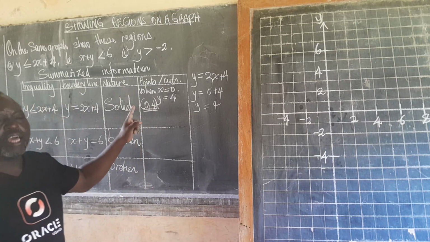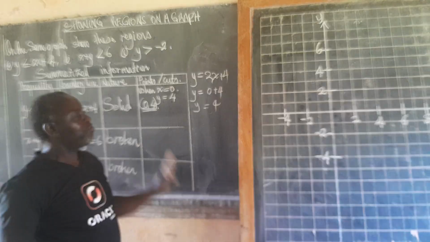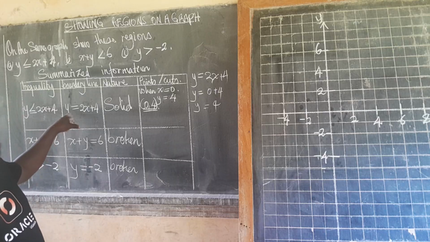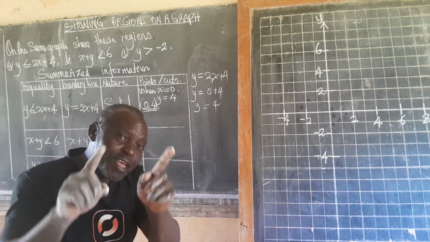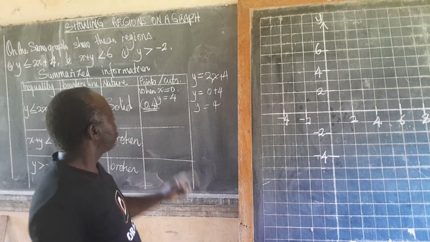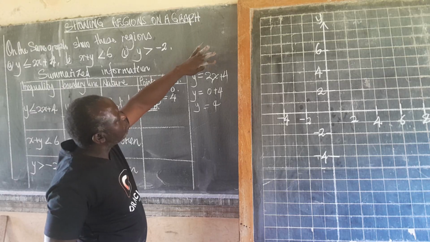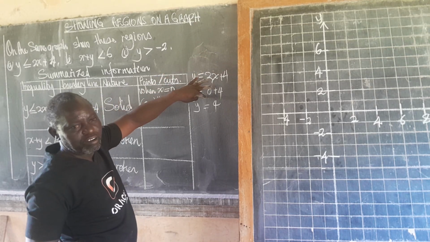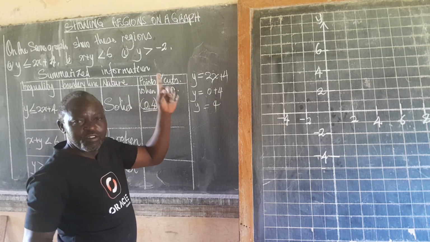How have we got that? We foresee that we are using cuts method, that when x equals 0, we go back to our boundary line and substitute. Where there is x, we put 0. Is it okay? Then after that we are saying y equals 2 times 0 plus 4. Multiplied by 0, you get 0. So the first cut is when x is 0, y is 4.